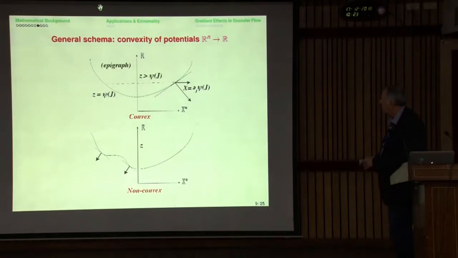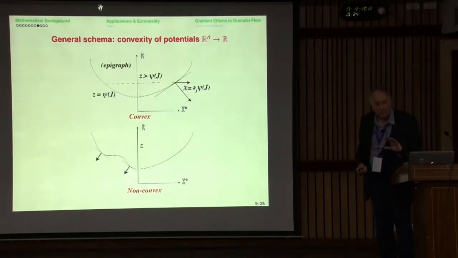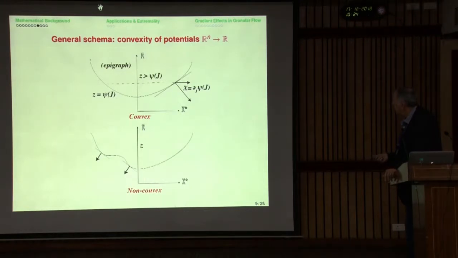A more general view of this would be that we have psi as a function of the vector, which is down here. This is a hypersurface. If the region above that surface, the so-called epigraph, is convex, then we say the function is convex. Normal to the level surfaces of psi define the forces, as shown here. And if we have non-convexity, that means we could have, for example, two different strain rates, or fluxes, here and here, but they have a common force. So this is what gives rise to the non-uniqueness of solutions and so forth.